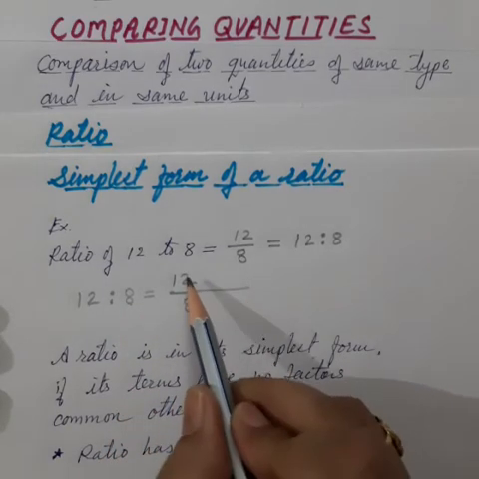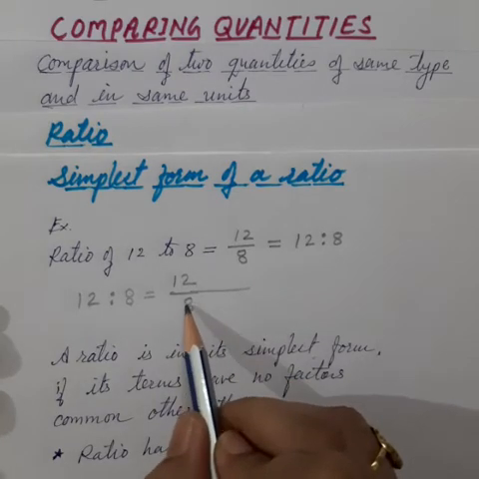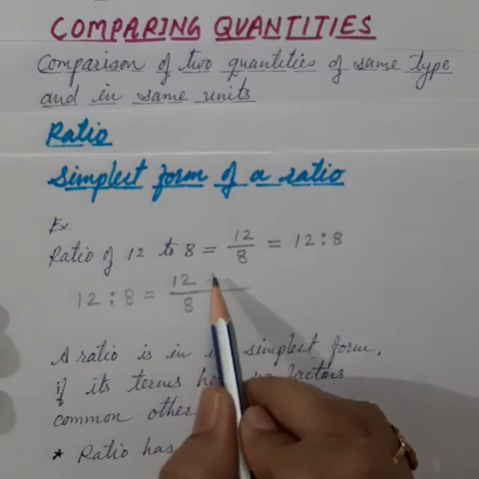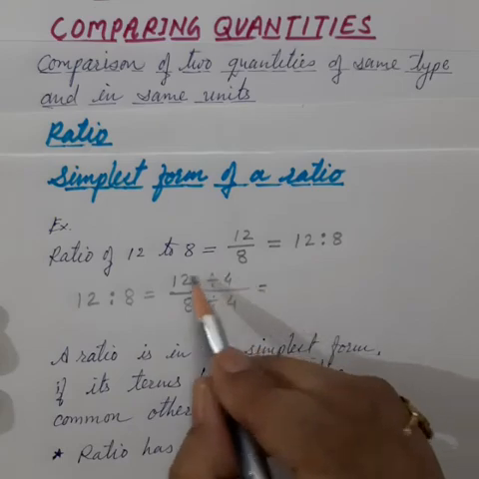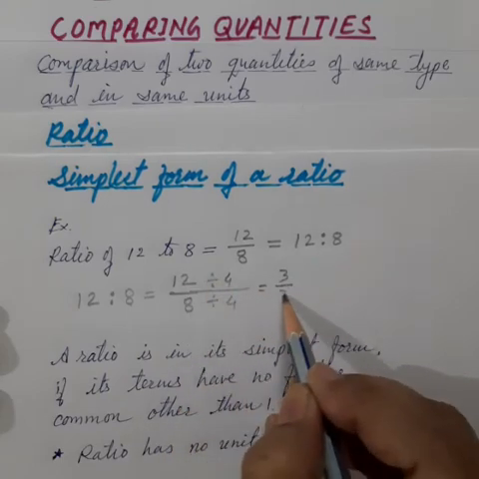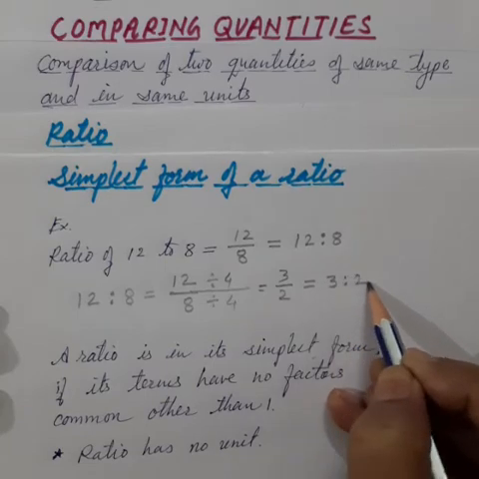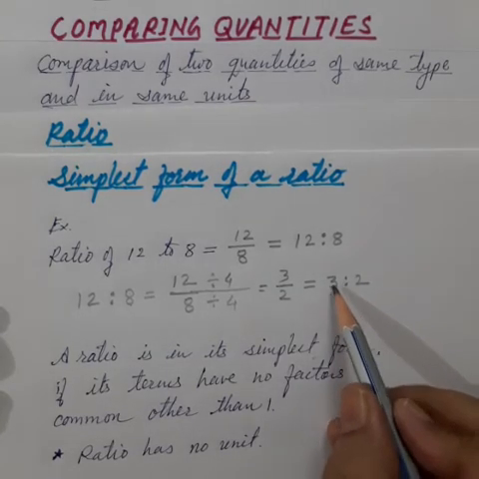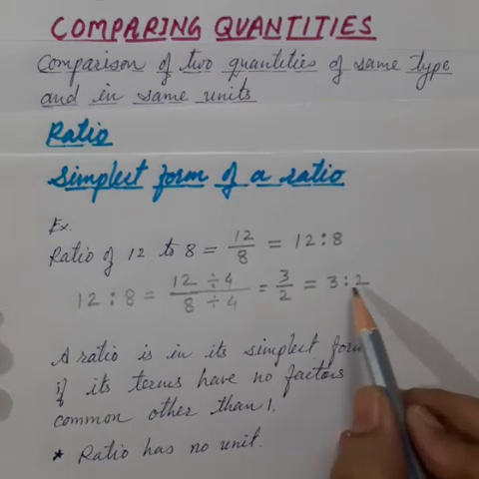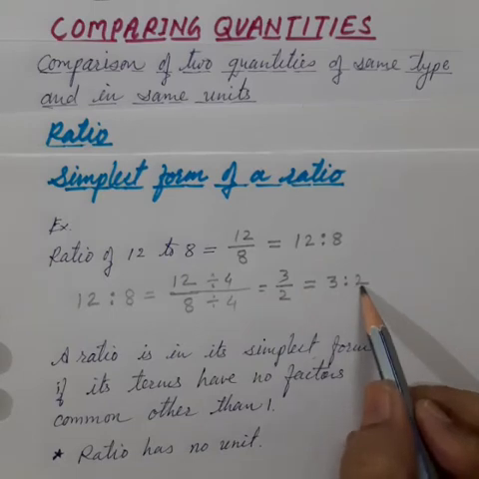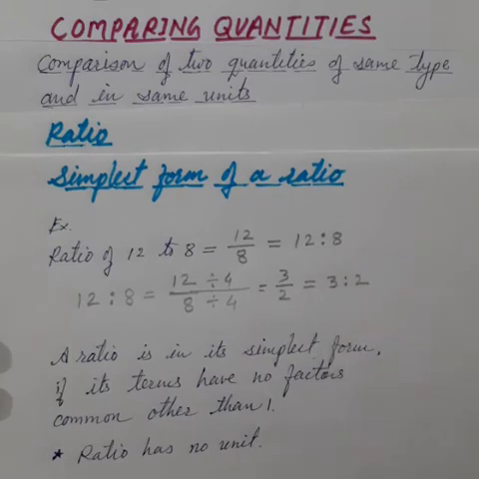And now 12 and 8 we have to divide by the HCF. The HCF of numerator and denominator is 4. So divide both numerator and denominator by 4. 4 3s are 12 and 4 2s are 8. This ratio we can write as 3:2. Now in this ratio, in these two terms there is no factor common other than 1. So this ratio is the simplest form of 12:8.